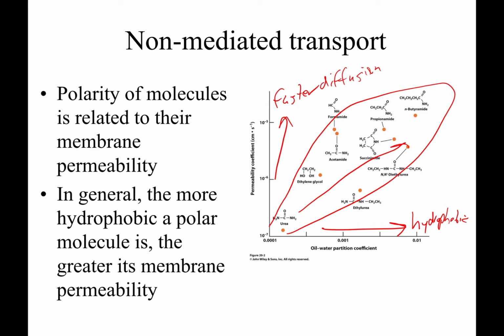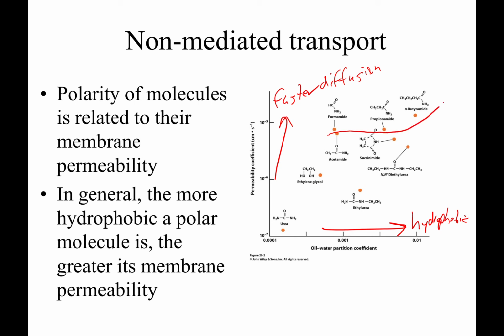One really nice example of this, there are 3 of the chemicals on here we'll highlight because it's very easy to see this trend. These 3 molecules up here are formamide, propionamide, and butyramide. Each one of these has an amide group at the end of it. All we're doing is increasing the length of the alkane tail. Because of this, these molecules are getting progressively more hydrophobic. And as they get more hydrophobic, they're also climbing up the permeability scale, so it's easier and easier for those molecules to cross the cell membrane.